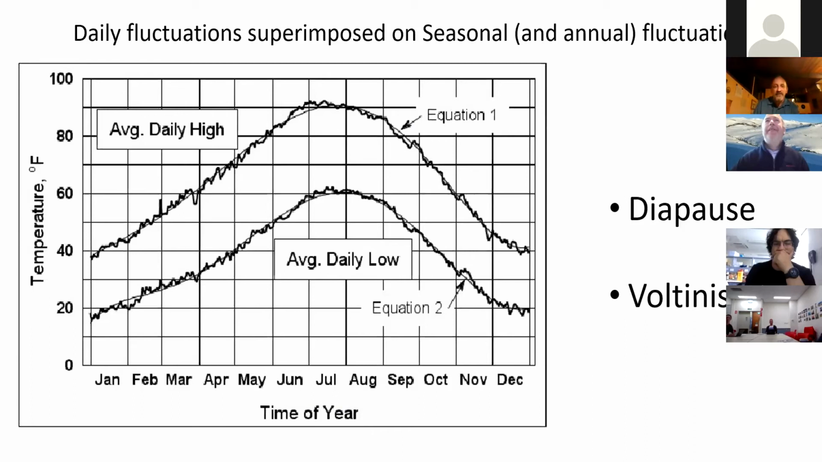Insects respond to this seasonal or calendar year temperature regime, often by diapausing, avoiding the unfavorably cold or unfavorably hot times of the year by being quiescent, usually in the egg stage, and then maybe taking advantage of things in terms of voltinism, having multiple generations in a year in some cases for some species.